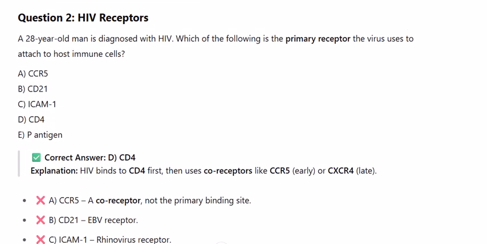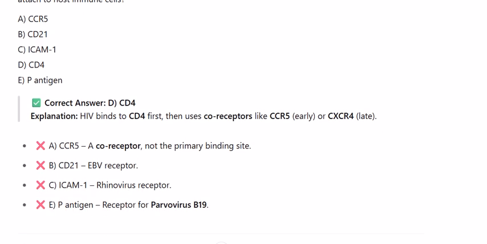Question 2. HIV receptors. A 28-year-old man is diagnosed with HIV. Which of the following is the primary receptor the virus uses to attach to host immune cells? A. CCR5, B. CD21, C. ICAM1, D. CD4, E. P antigen. Correct answer, D. CD4. Explanation: HIV binds to CD4 first, then uses co-receptors like CCR5 early or CXCR4 late.